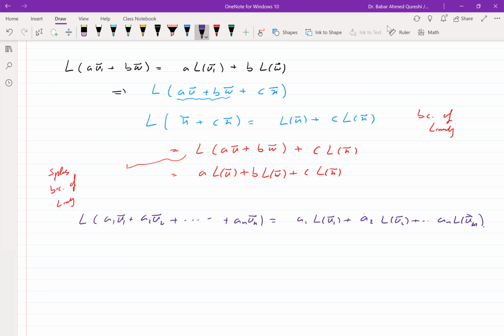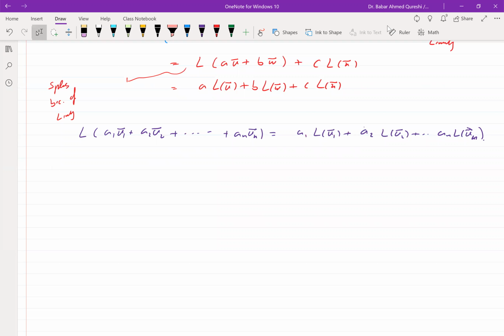So very important: linear transformation splits over an arbitrary sum. And similarly, if you have minus v, then this minus will just come out, because minus v is just minus 1 times v, which gives minus 1 times T(v), which is just minus T(v).